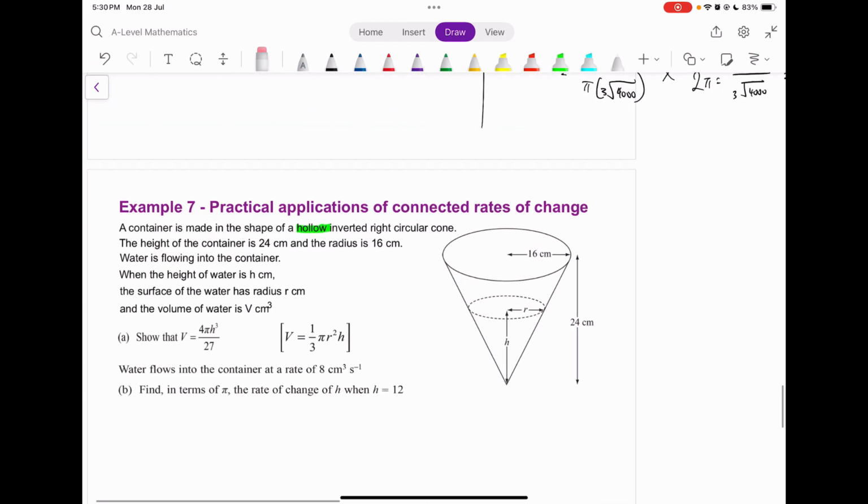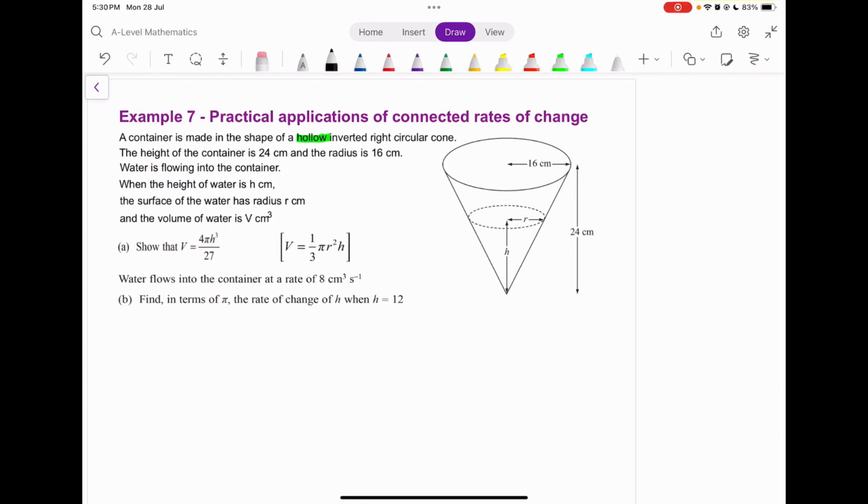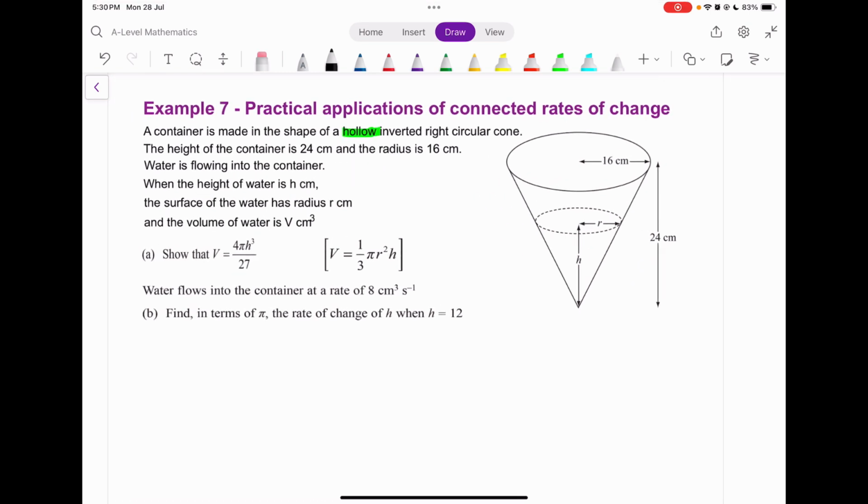Now, let's have a look. We have a shape of a right circular cone. And the height of the container is 24 cm, the radius is as the diagram shows, and we have to show that V equals 4 pi h cube over 27. That is such a bad way of asking this. Okay, 所以它是什么意思？你要去 prove 出来，given that 你已经有它的 radius 和 height 了。I mean, do I need the height?